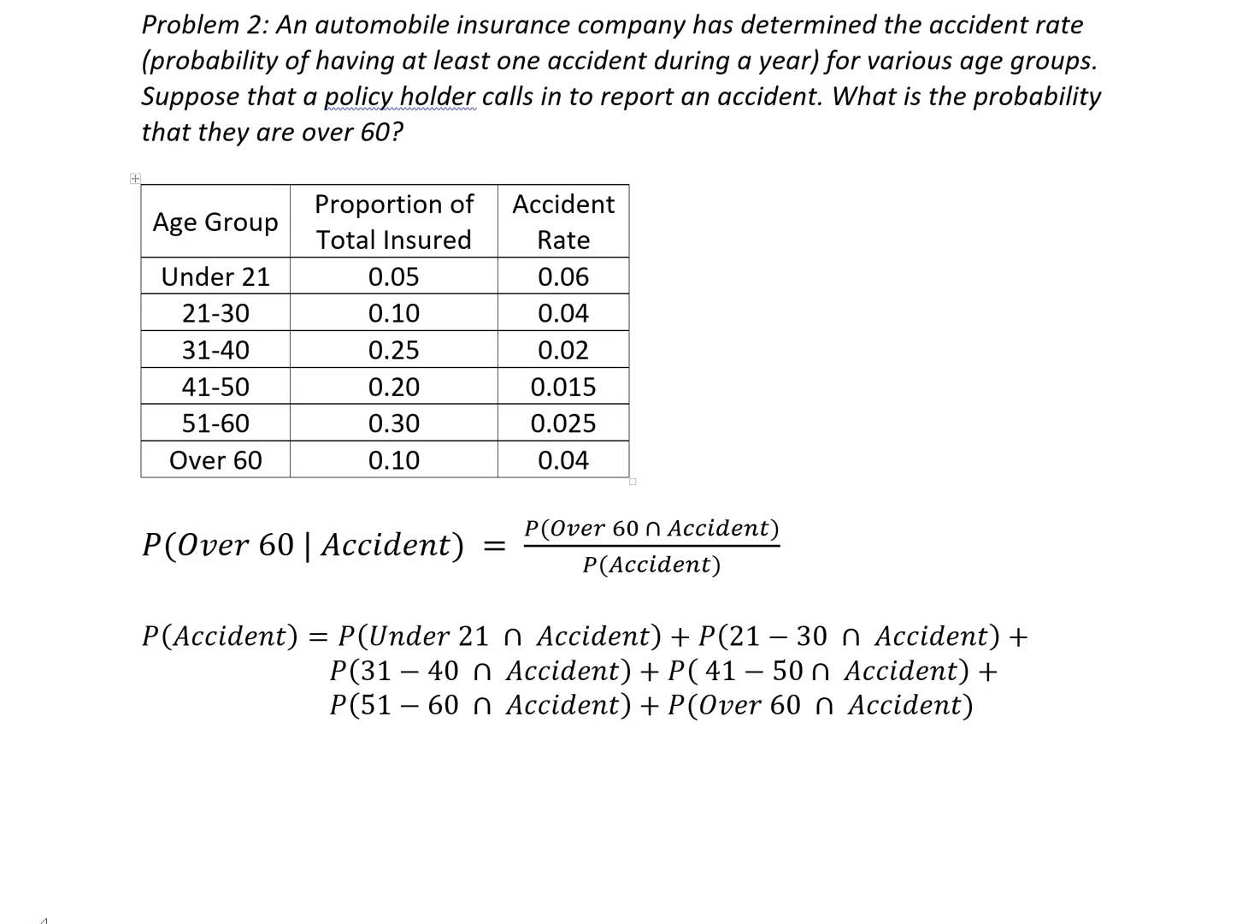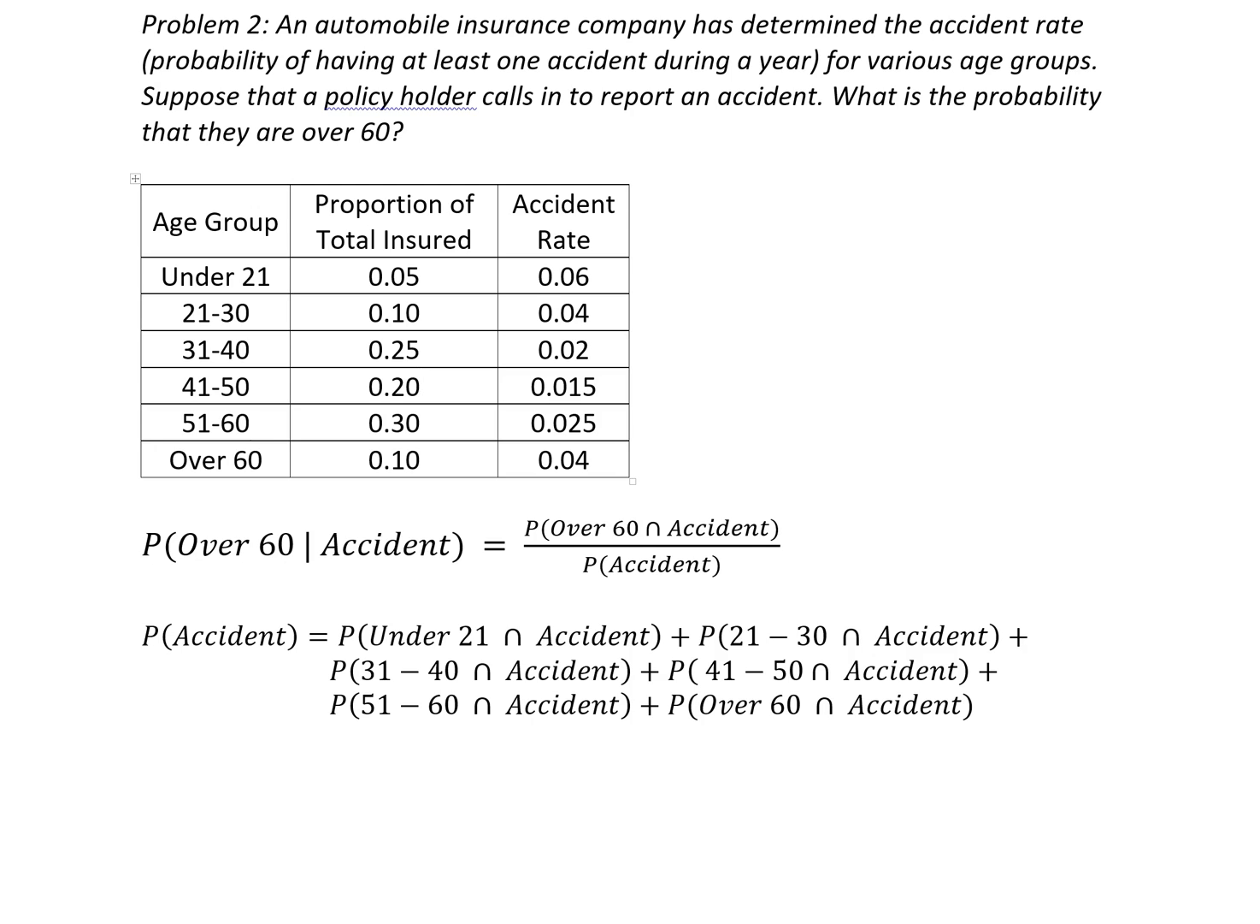Let's look at another problem that has to do with Bayes' theorem. So this problem I'm calling problem 2. It says an automobile insurance company has determined the accident rate, probability of having at least one accident during a year, for various age groups. Suppose that a policyholder calls in to report an accident. What is the probability that they are over 60?